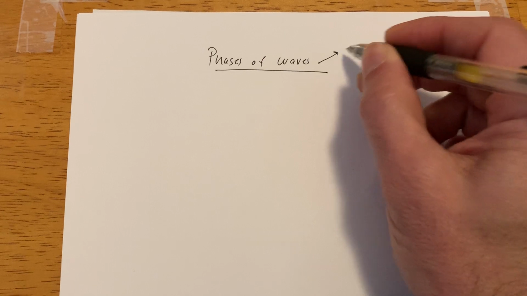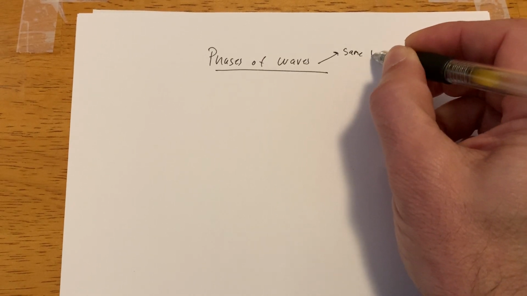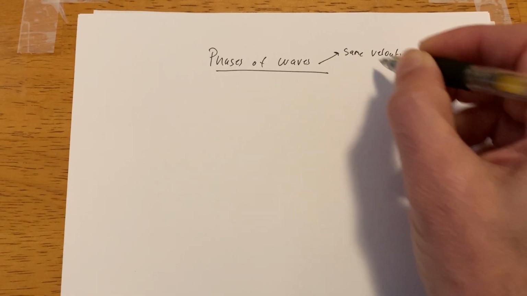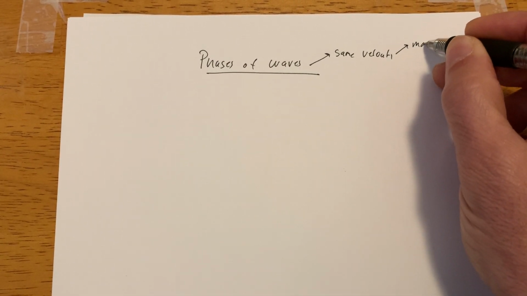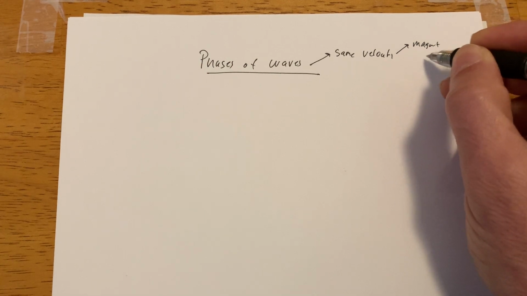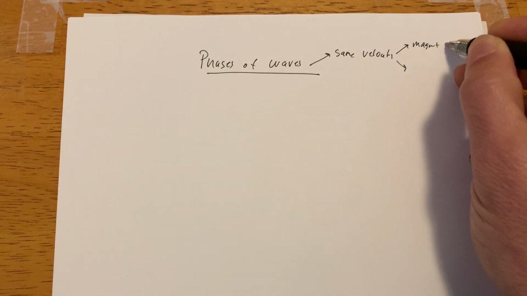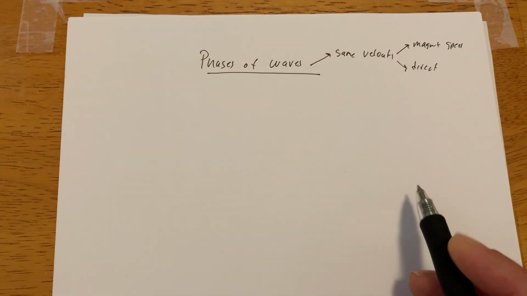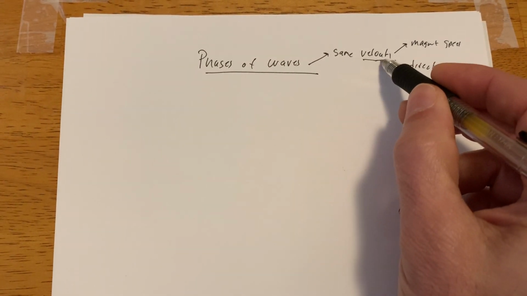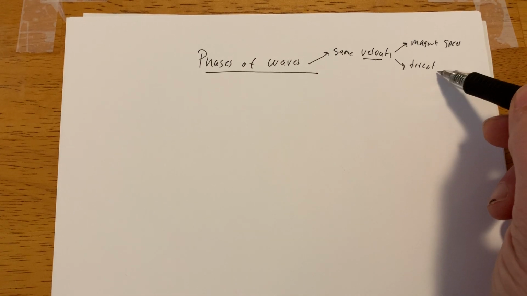So let's just talk about how I determine whether 2 points on the same wave are in phase. They have to have the same velocity. So remember, what is velocity again? Well, velocity has a magnitude, the speed, and a direction. So same velocity, but remember, velocity has 2 things, speed and direction.